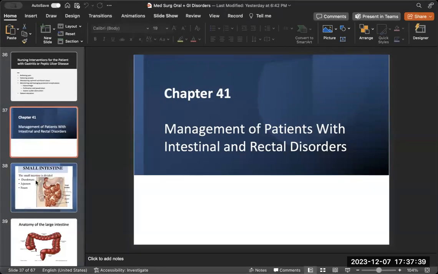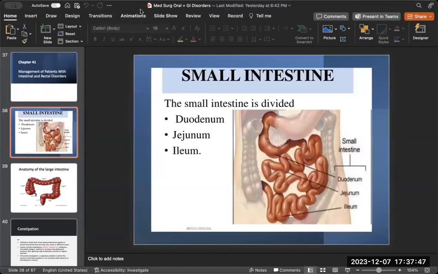So the last thing we're going to talk about is patients with intestinal or rectal disorders. So we were talking about gastrostomy or jejunostomy. So these are parts of the small intestine. We have duodenum, jejunum, and ileum. And it goes in that order, right? So duodenum's first, then you go into the jejunum, and then we go into the ileum. So this is how our small intestine works, right?